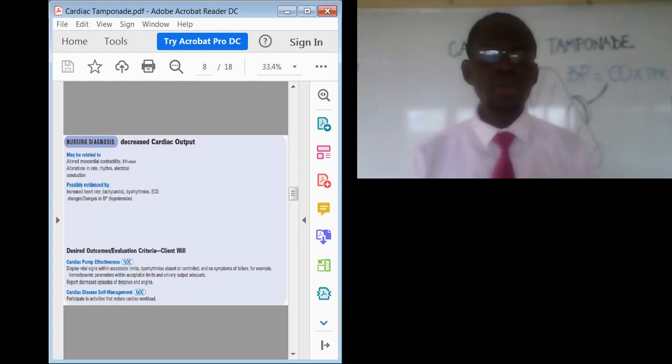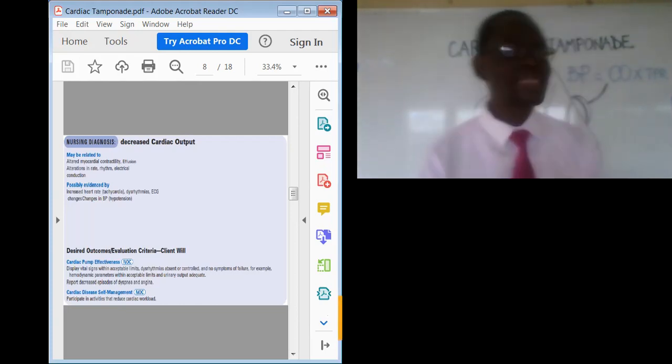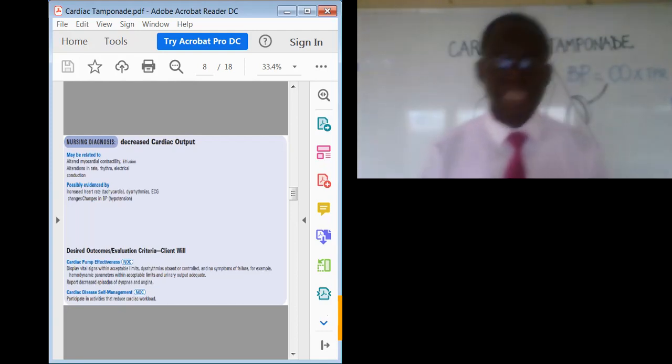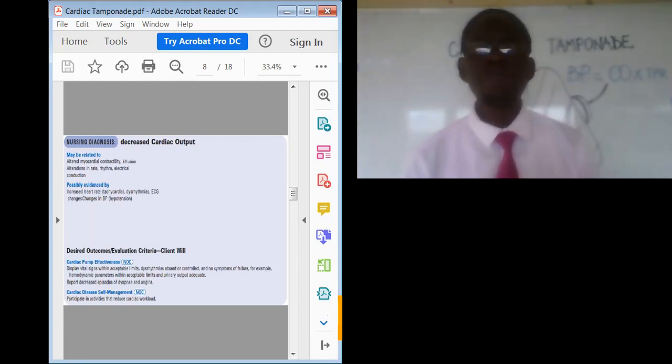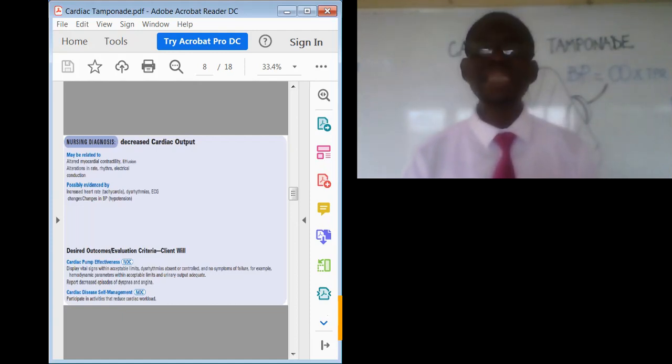And also all those are examples of nursing diagnosis. I want you to find more about nursing diagnosis. Now that has been that about cardiac tamponade. Basically, it is accumulation of fluid within the pericardial sac to the extent that it limits or interferes with the normal functioning of the heart.